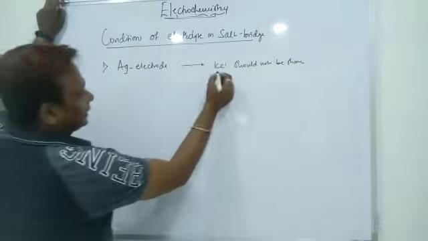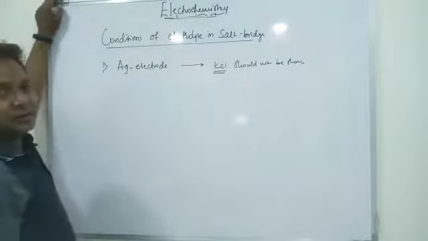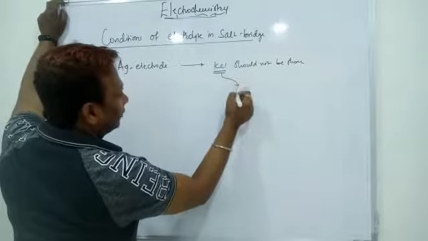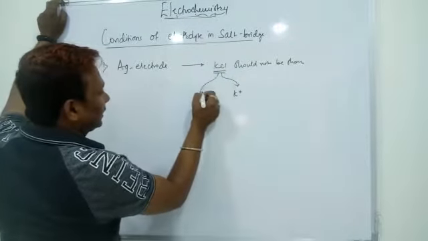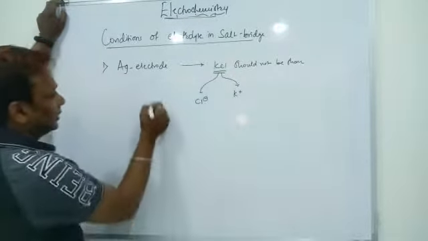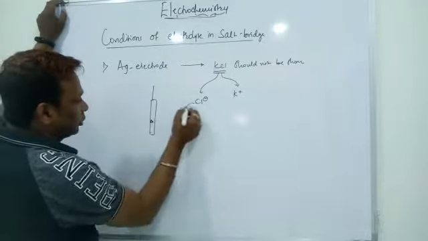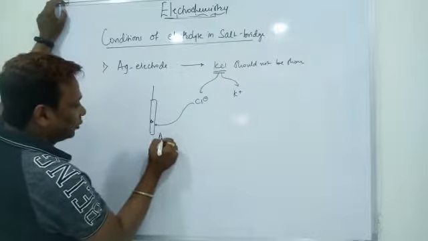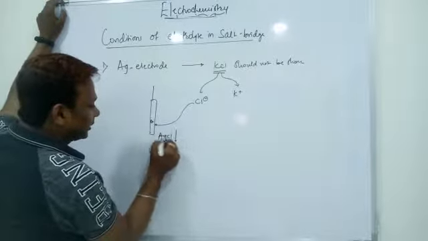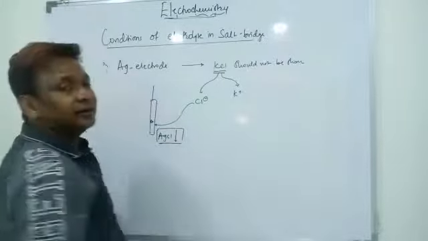Think that if the KCl is an inert electrolyte present in the salt bridge, obviously it will form a K positive ion and a chloride ion. And we are having a silver electrode. Obviously, the chloride ion will combine with the silver electrode, and what can it form? It can form a precipitate of AgCl.